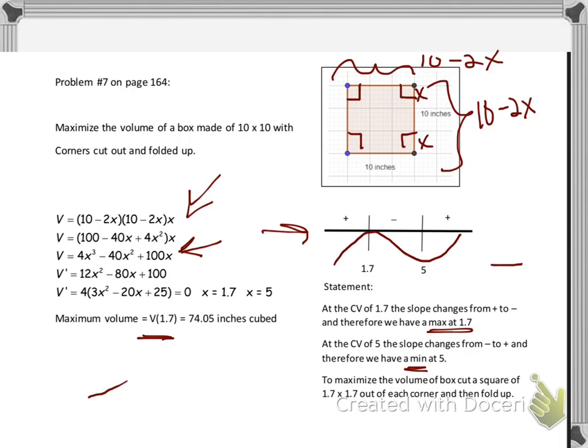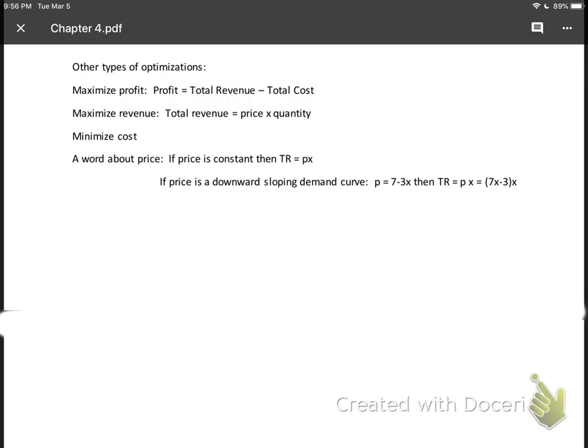So let's go on to the bottom of this page. Now that you know about this optimization, which is a fancy way of saying take your derivative, set it equal to 0, and find the possible maxes and mins, you can use this technique to maximize profit. You want to know that profit is total revenue minus total cost. You can maximize revenue, and revenue is just price times quantity. You can minimize your costs. And I have a quick word about price.